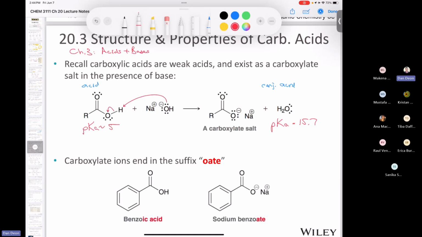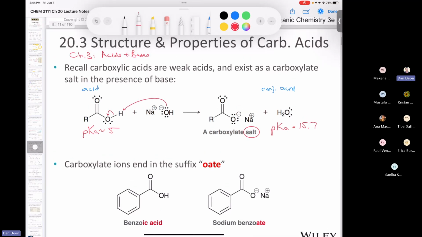So that means that bases like sodium hydroxide are going to be very effective at deprotonating carboxylic acids and converting them into carboxylate salts. Remember the word salt for chemists. Salt doesn't necessarily mean sodium chloride when you're a chemist. It means you've got a cation and an anion, some kind of ionic compound. Now, if you want to name a carboxylate salt, this is another bit of naming that you have to do. The way you name a carboxylate salt is you replace the ic acid suffix with ate. So if you have benzoic acid, you remove the oic acid really, and you replace it with ate.